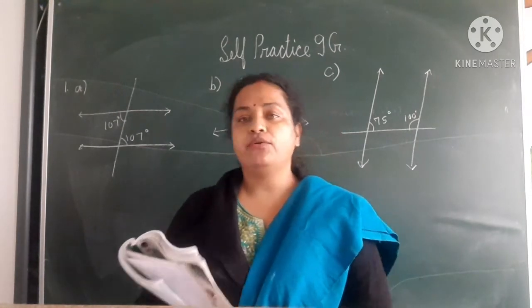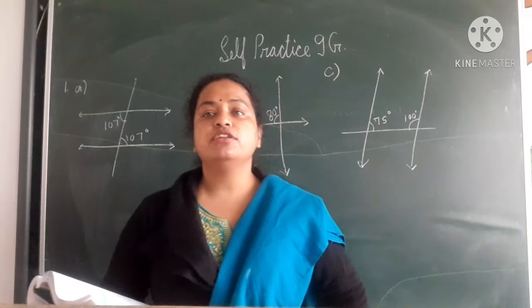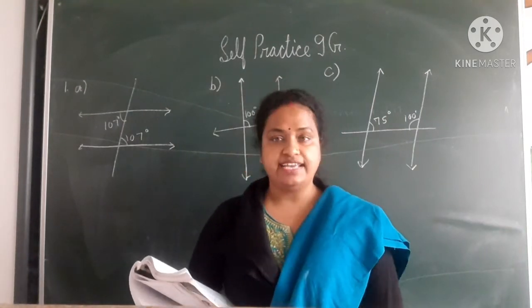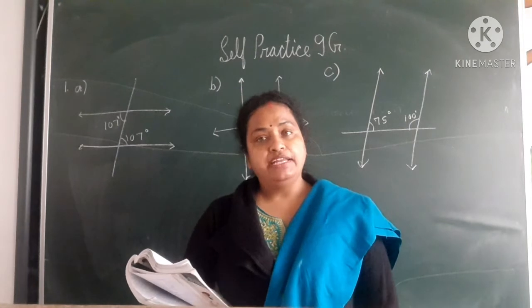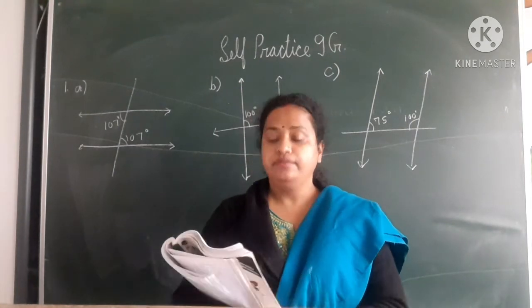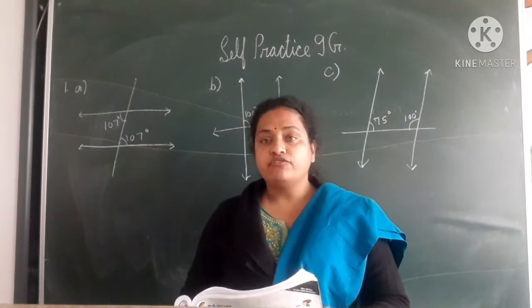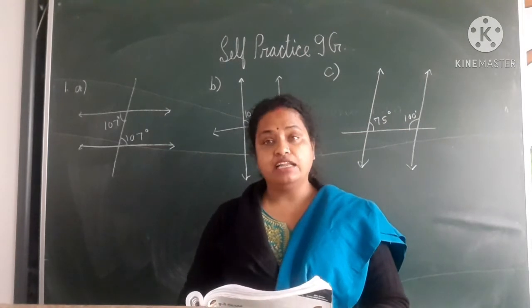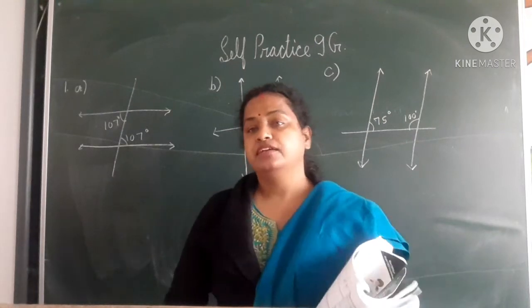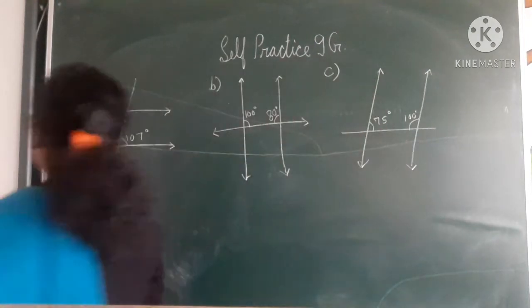As we have learned all the properties of formation of angles with the help of two parallel lines and one transversal line, combining all the properties, you have to tell in question number 1 whether each pair of lines is parallel or not parallel. Give reasons. Okay. You see A part.